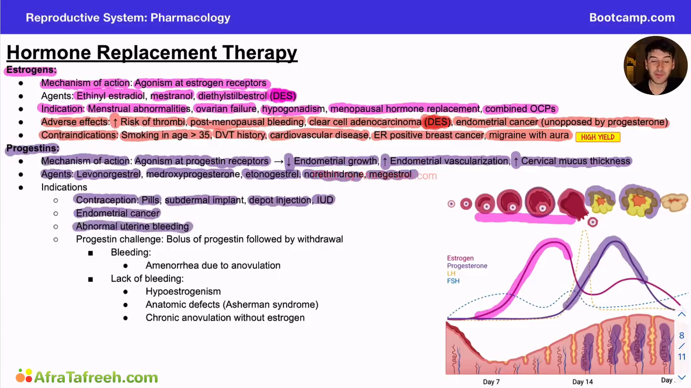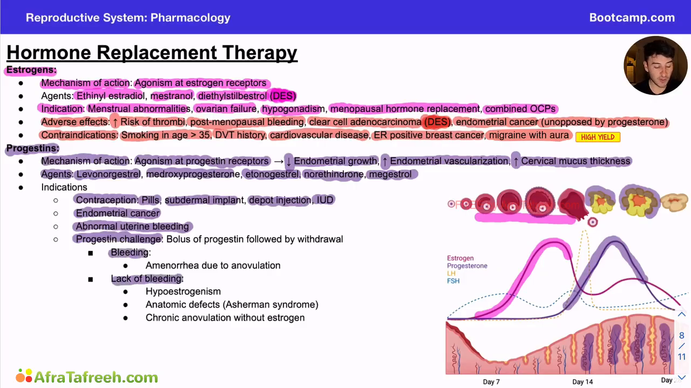Lastly, I want to talk about the progestin challenge. And the progestin challenge is going to be a diagnostic use of progesterone that we can use to evaluate patients with amenorrhea, or lack of normal menstrual bleeding. And so if we have a patient with amenorrhea, we can do a progestin challenge, which involves giving them a large bolus of progesterone, and then we withdraw the progesterone, we stop giving it, and then we expect one of two things to happen. We're either going to see bleeding or lack of bleeding.